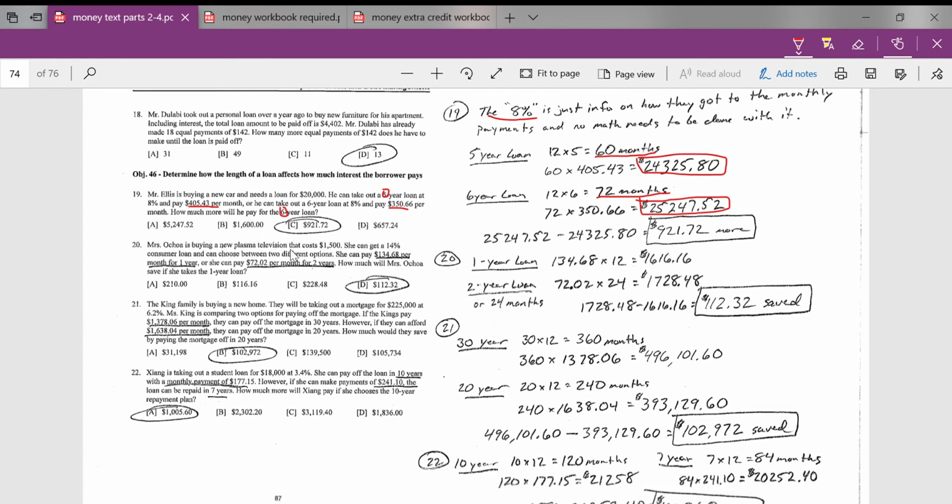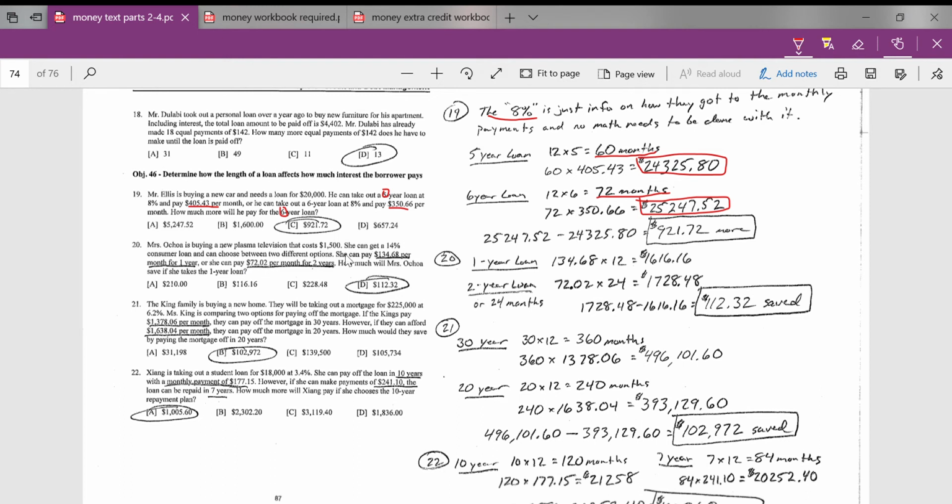They're buying a TV for $1,500. She can get a 14% consumer loan and choose between two different options. She can pay $134.68 per month for a year, or she can pay $72.02 per month for 2 years. How much will she save if she takes the 1-year loan?